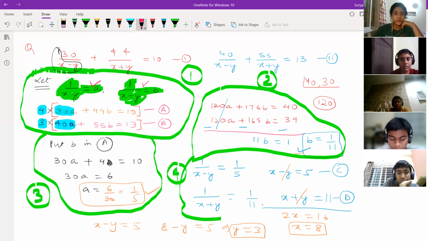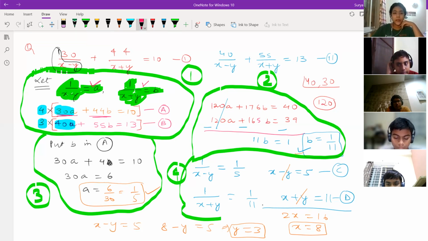Yes, sir. After that, if you put 1 by X minus Y is equal to A, so do you get 30A only? See this, you get 30A or not? In this place you should write A, because this is not there now. See, instead of this part, you are removing this part. Instead of this part, what are you writing? A, no? Yes, sir. So 30A we wrote. So 30A plus 44B is equal to 10. So what is the problem? Tell me now.